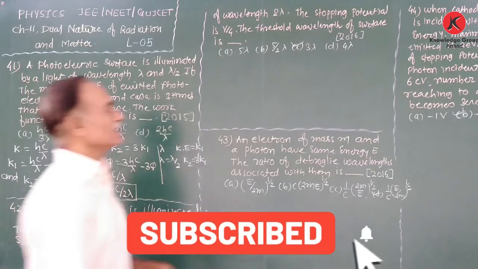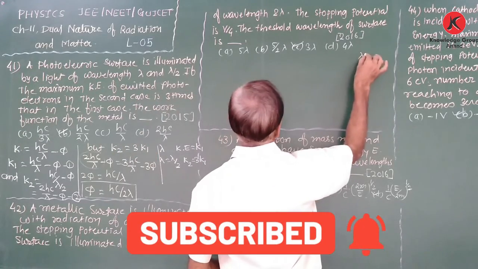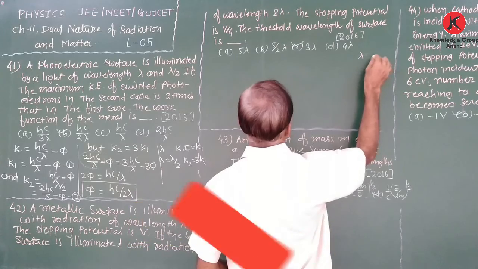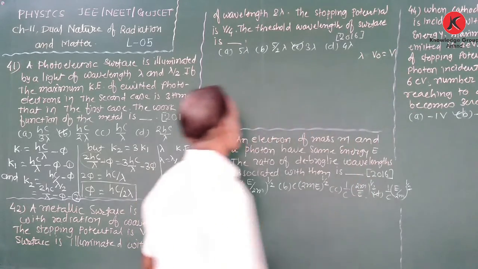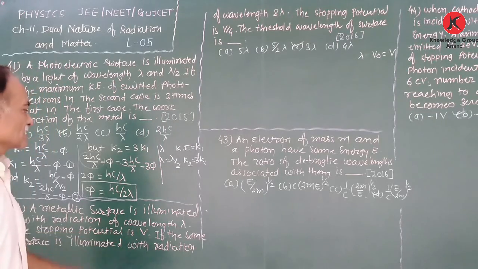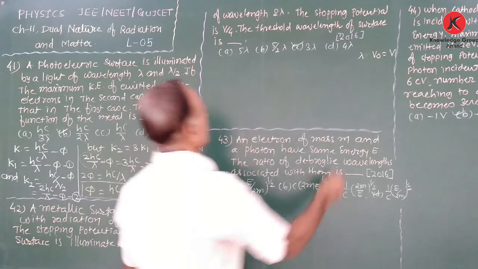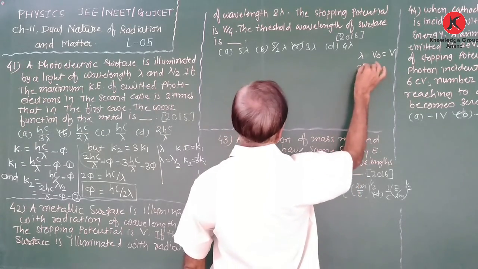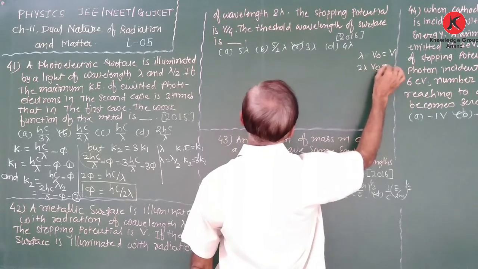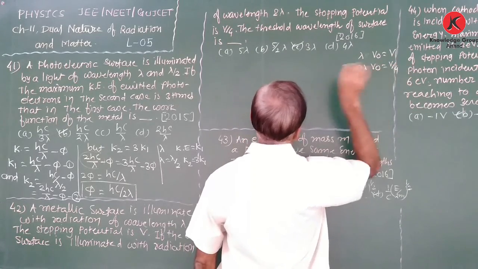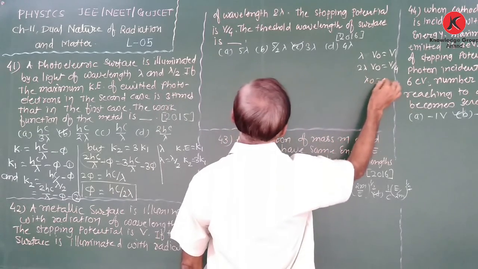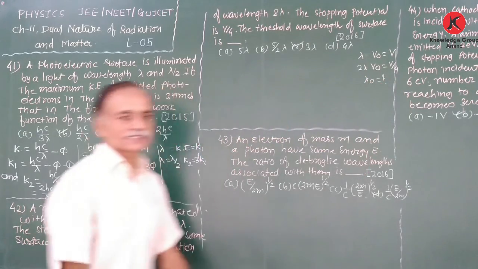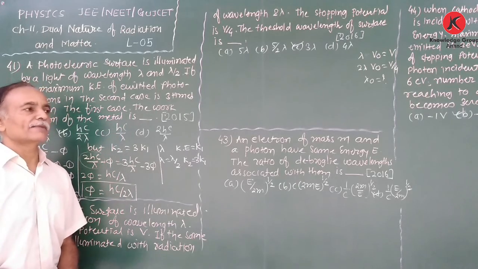So here it is the same thing again. When the wavelength is lambda, the stopping potential V0 is equal to V. And when the wavelength becomes 2 lambda, the stopping potential becomes V by 4. In that case, we have to find the threshold wavelength of the surface. We have to find lambda0.